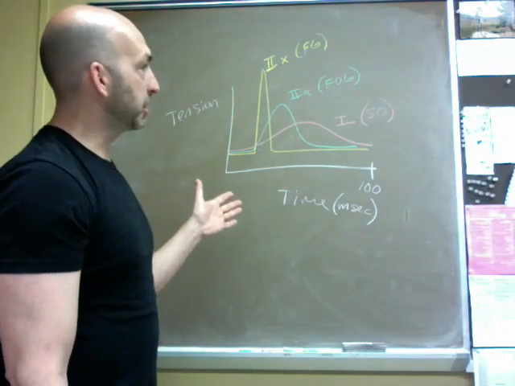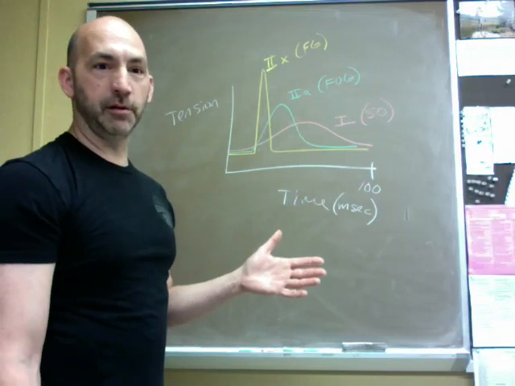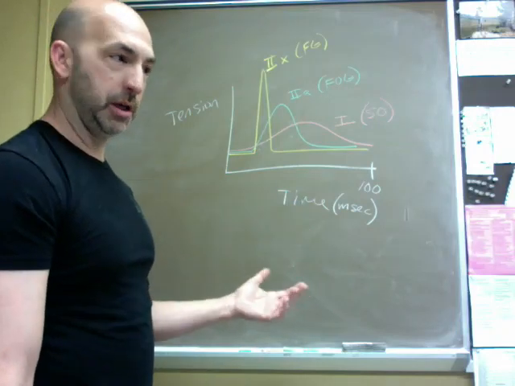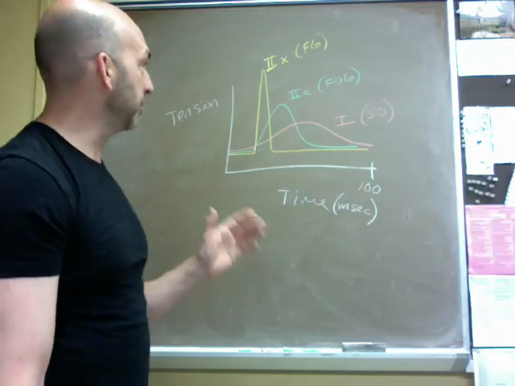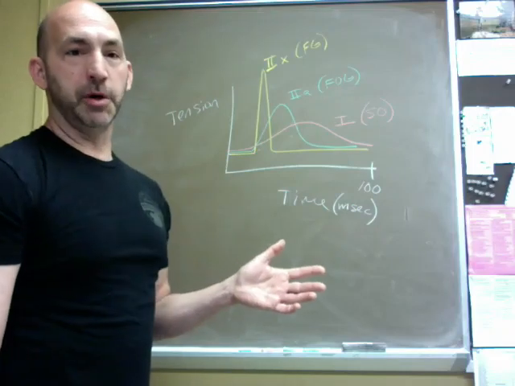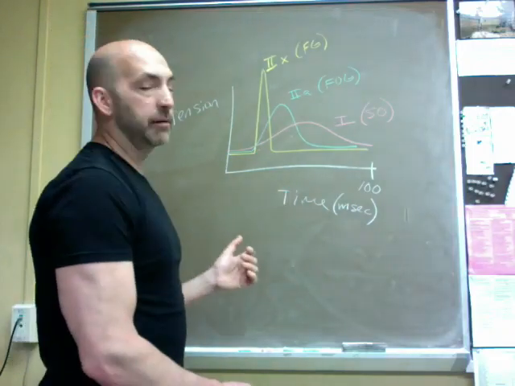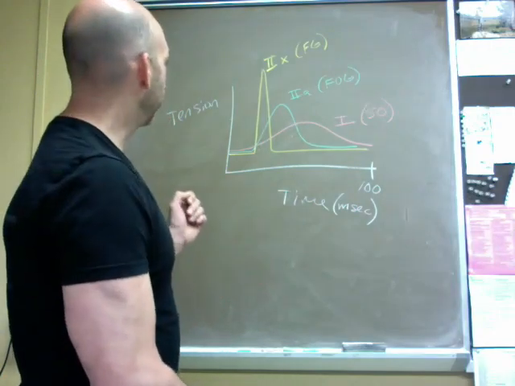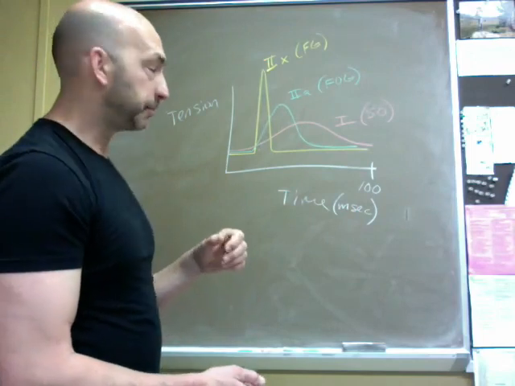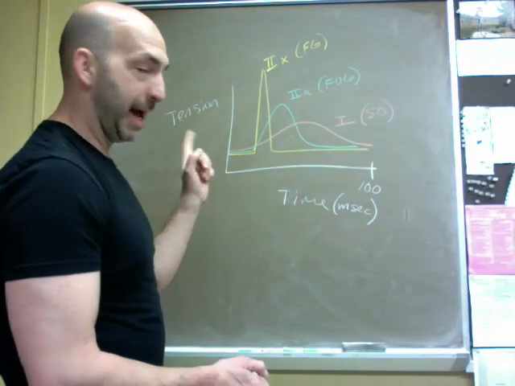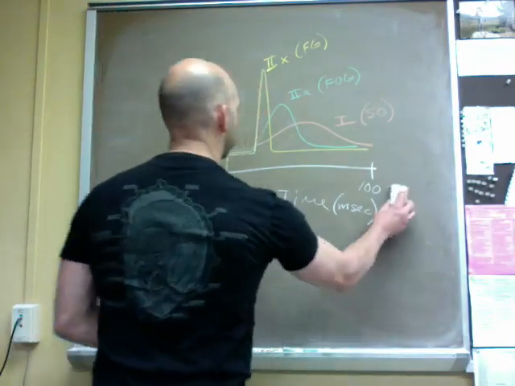So individual twitches, although they're the building blocks of overall muscle fiber tension, and in a way, we'll get to whole muscle tension, individually they don't do much, right? Because they just don't generate enough force for a prolonged period. So what we need to have happen is we need to add these twitches together. Let's start over.